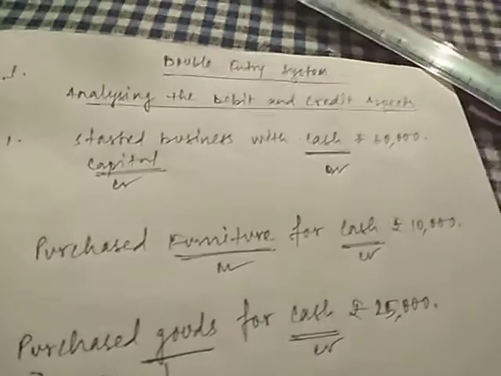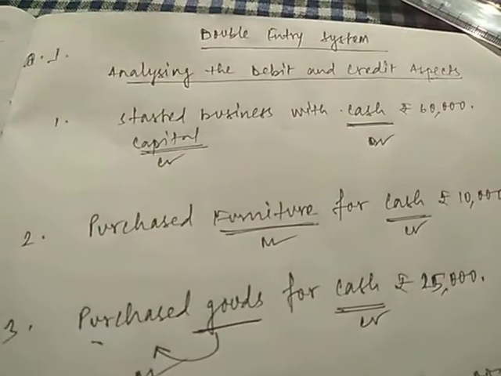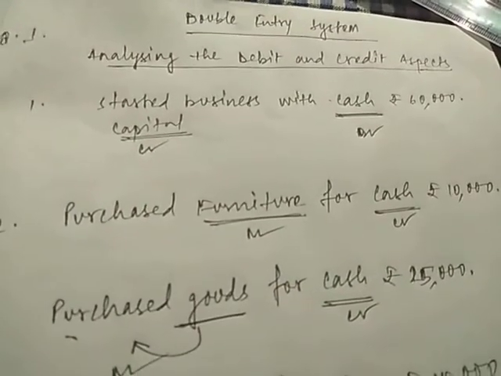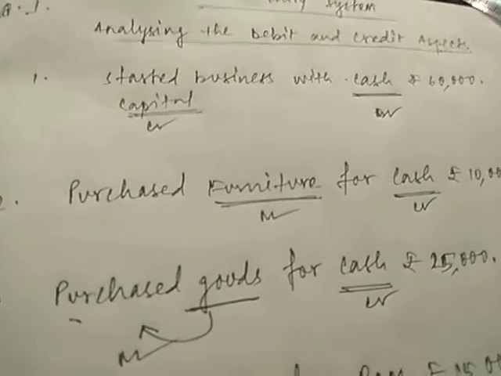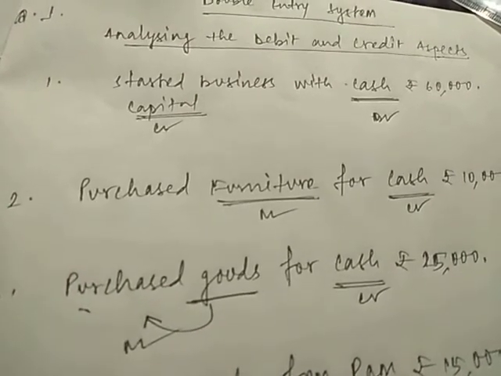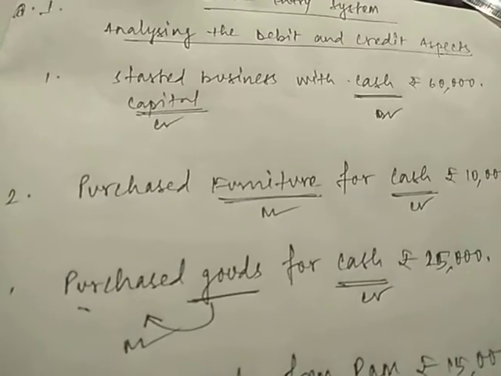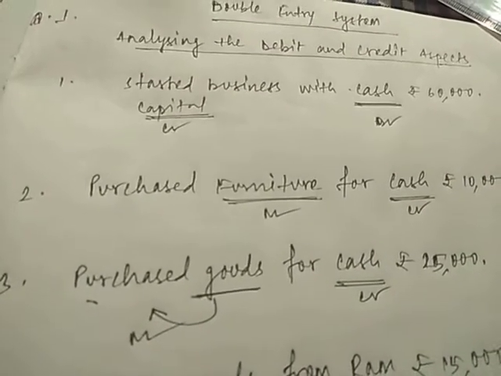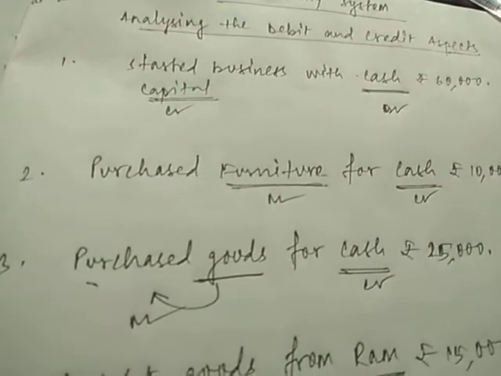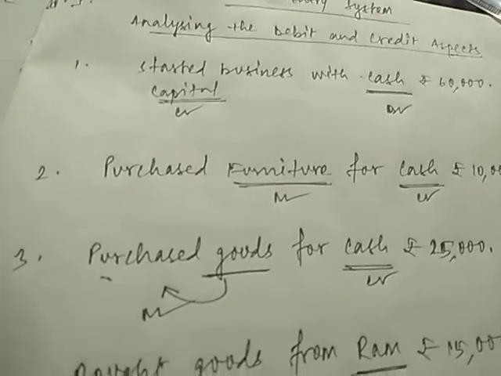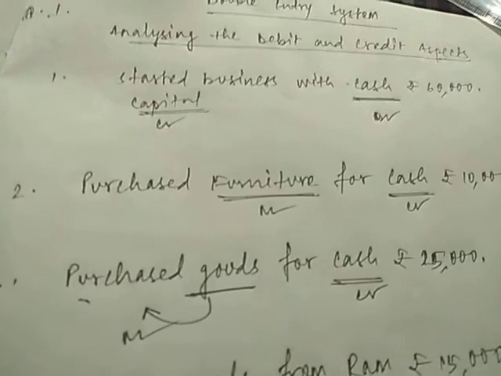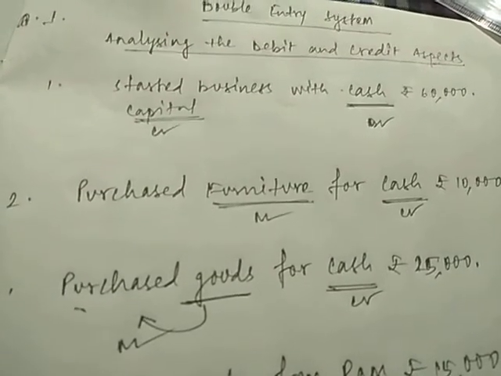Number one is started business with cash, rupees 60,000. Here in this transaction, what are the two aspects of debit and credit? Number one is cash. Business has started with cash, so cash has been invested in the business. Cash is a real account. We have seen the types of account: personal, real and nominal. Cash is a real account, and in a real account, what comes in the business is debit. So here, cash has come in the business, so cash is debit.